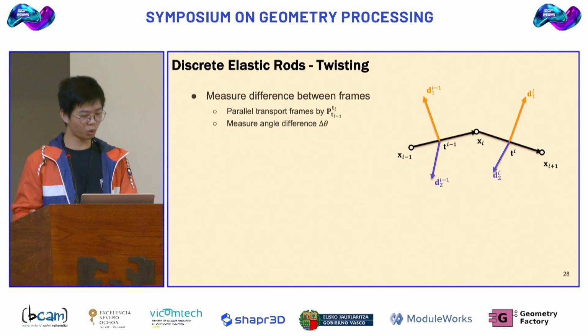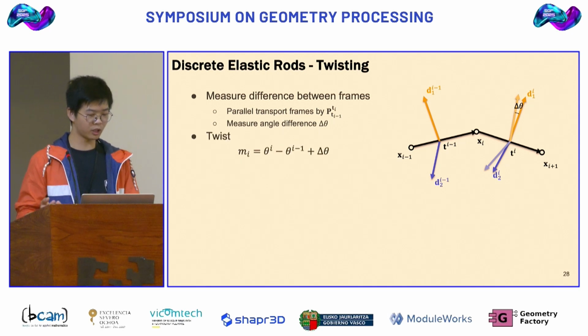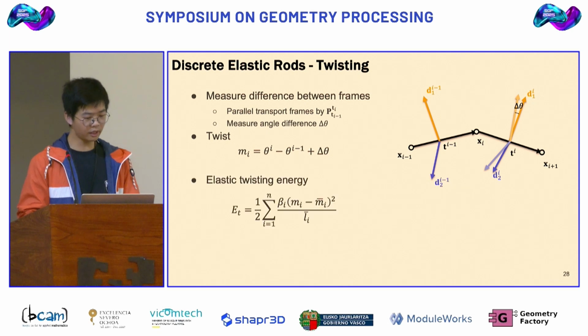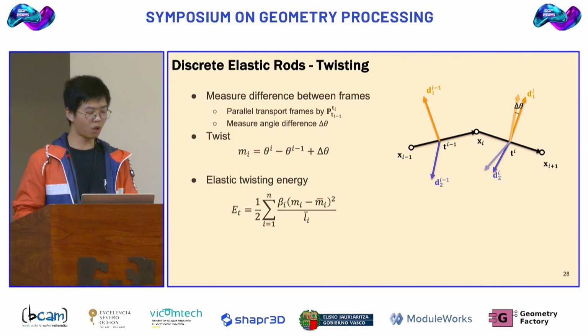And then the basic idea for measuring twisting is, for two sequential frames, we measure the twisting between them by first parallel transporting the left one to the right one. And from these aligned frames, we can compute the angle difference between these two frames, which is represented as delta theta. And then the twist can be computed as here. And this theta is a degree of freedom associated with each edge. Therefore, we can compute the twisting energy by measuring the difference between the current twist and the rest twist. And after we know each of the energy terms in discrete elastic rods, we can combine them to get the whole elastic energy, and then we can solve the static equilibrium states by using Newton's method.